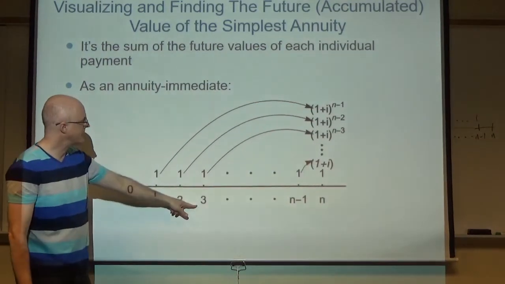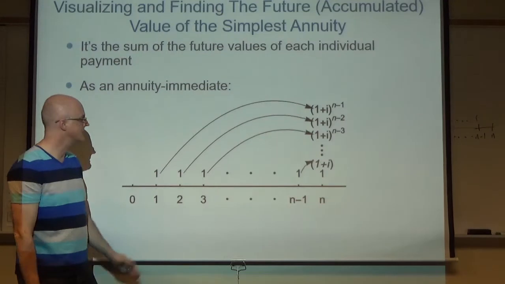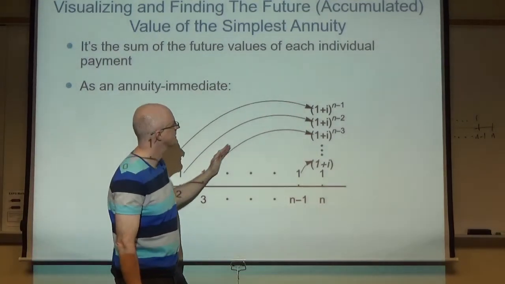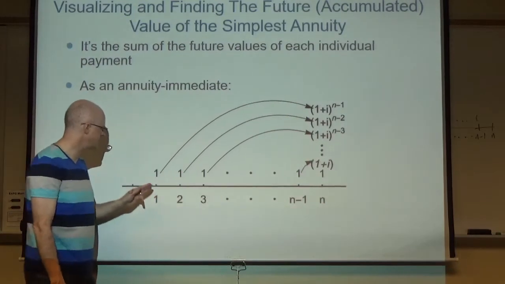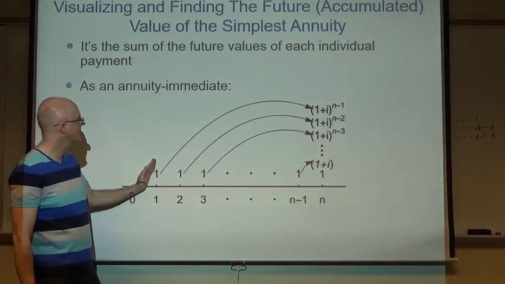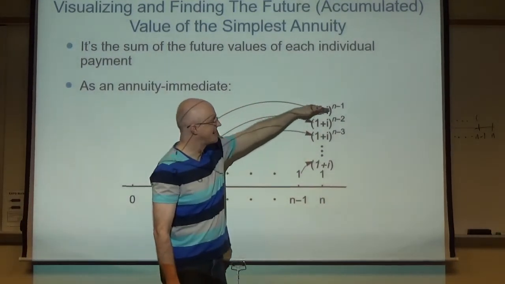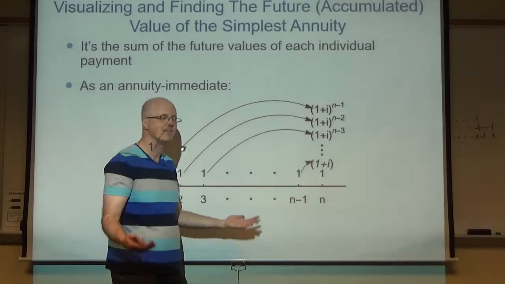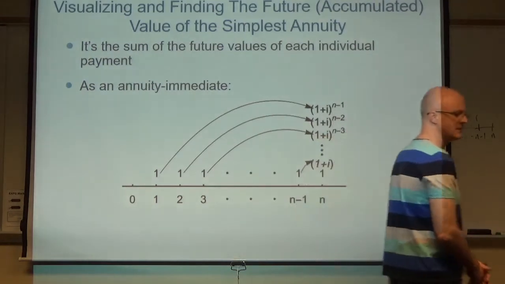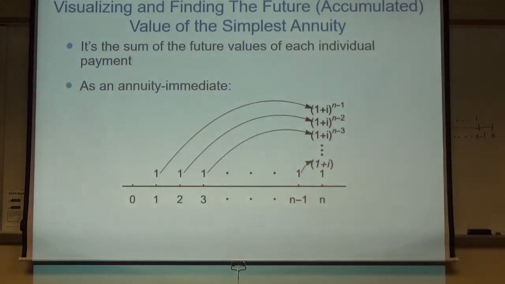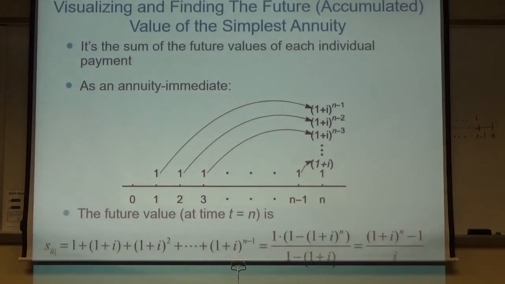This payment at time 3 needs to go forward n minus 3 periods, 40 years, whatever. 1 plus i to the n minus 3. This goes forward n minus 2 years. This goes forward n minus 1 year. 1 plus i to the n minus 1. Commonly saying years, sometimes periods. It doesn't matter. It depends on the application. What do you get when you add those things up? You get a geometric series, a finite geometric series.